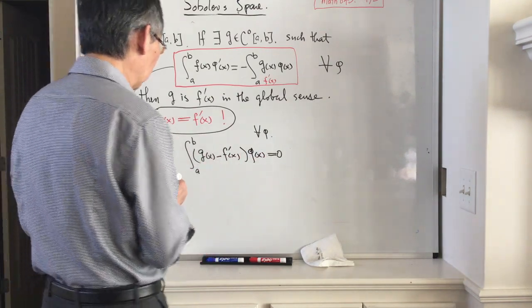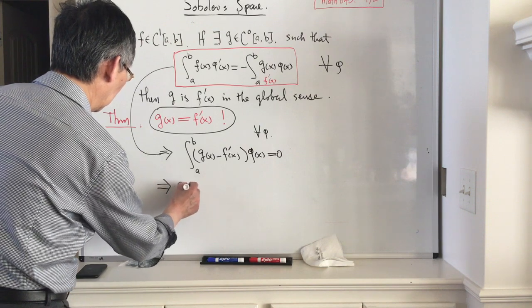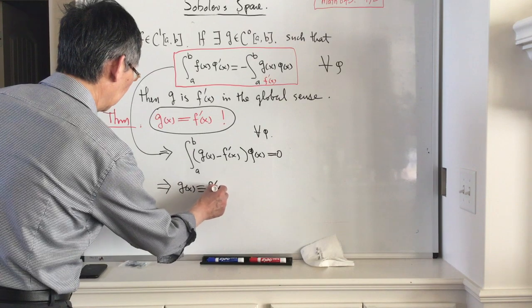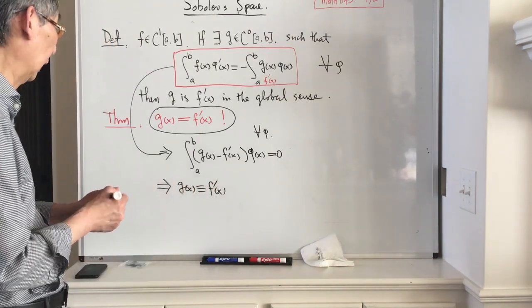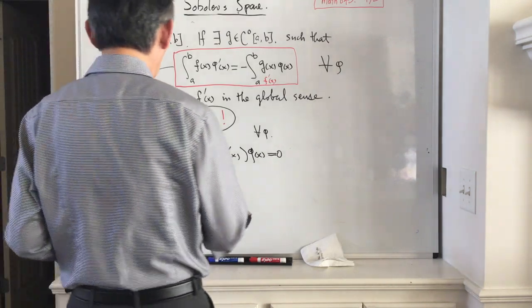Then from here, we're going to show that g(x) must be identically equal to f prime x. So then you can see that g is considered as the global definition here. Now the proof is very simple here.